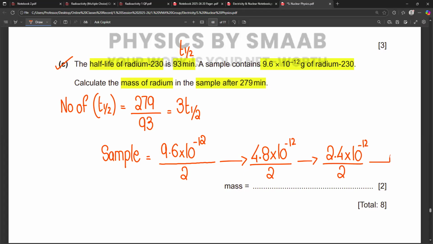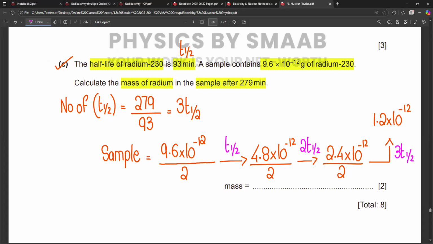Then the final half-life gives you the value 1.2 × 10^-12. So this is the first half-life. This is the second half-life, and this is the third half-life. So you can see after performing the three half-lives, we got the final mass equal to 1.2 × 10 to the power minus 12 grams.